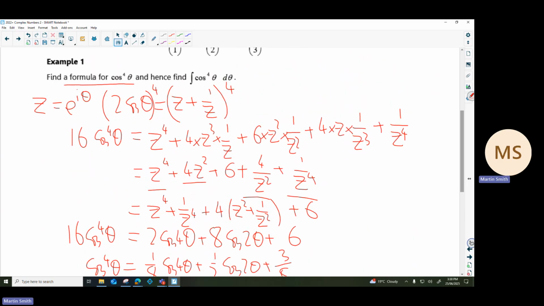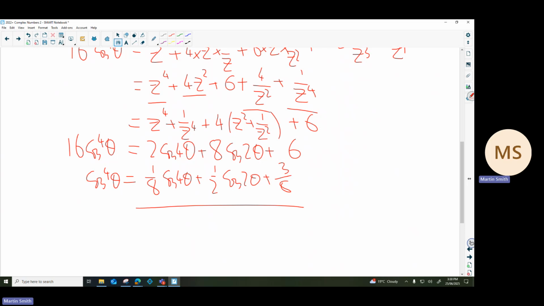In order to get an identity for cos to the 4 theta, I let z be e to the i theta, so 2 cos theta is z plus 1 over z. Raised both sides to the power 4 and did a binomial expansion on the right. I then paired up the z to the n and the 1 over z to the n terms to rewrite them in terms of cos n theta and divided through by 16.